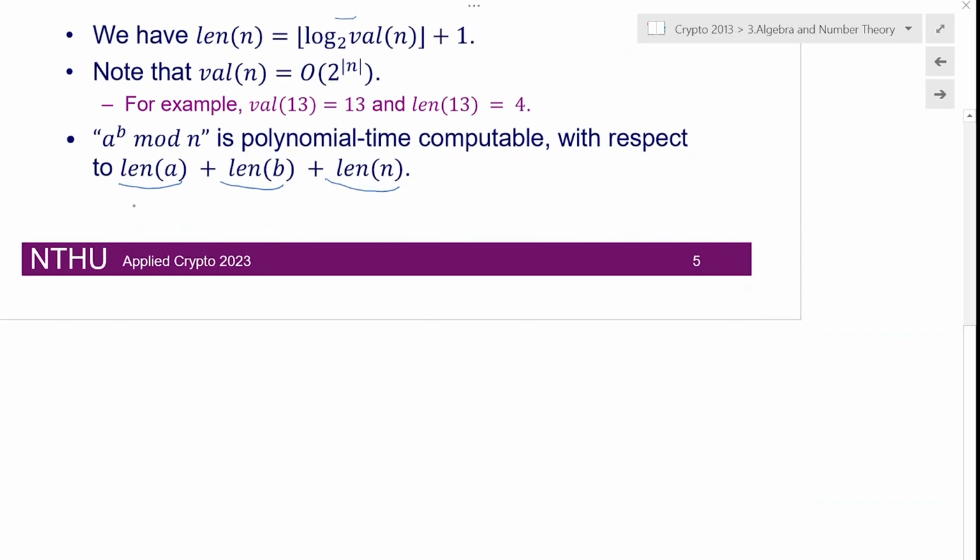So for example, sometimes we talk about an algorithm where the length of a equals the length of b, and this is equal to the length of n. Sometimes we talk about the same numbers, and that is going to be 1,000 bits, right? So we want to see how quickly we can do this computation.